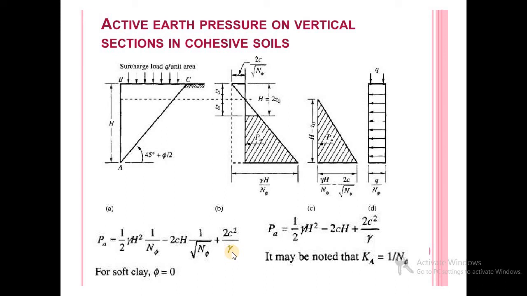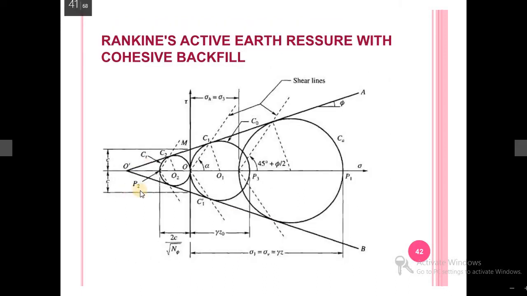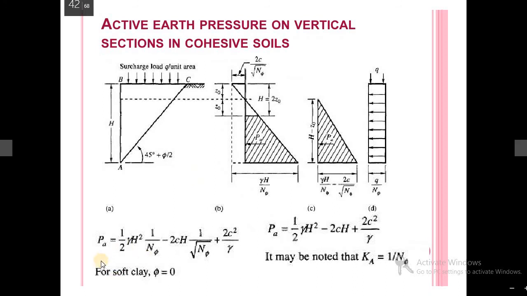Particularly if you see, by using the Mohr circle concept, if this is the sigma 3 and sigma 1, then sigma 1 will be computed based on sigma 3 tan square alpha plus 2c tan alpha. So similarly here Pa is equal to sigma 3 tan square alpha plus 2c tan alpha. So sigma 1 will be sigma v, which is gamma into h, and sigma 3 will be the Pa.